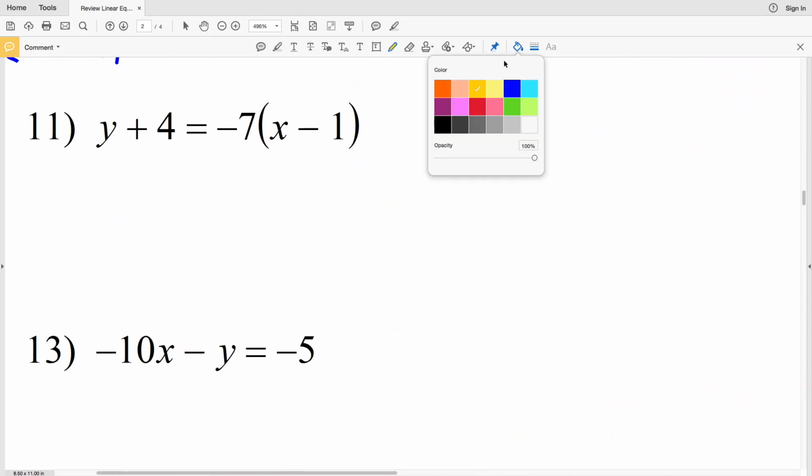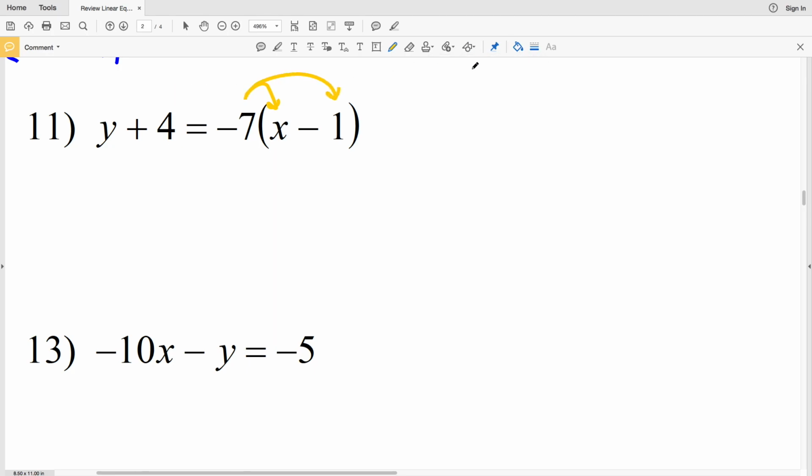In number 11, I'm going to start by distributing the -7. At the same time, I'm going to move 4 to the other side of the equation, because remember, I want x and y on the same side of the equation with nothing else. So I'm going to subtract 4 from both sides. So I'll get that y is equal to -7 times x, which is -7x, minus -7 times 1, which is -7, and subtracting a negative is the same as adding a positive, so I'm going to add 7, and then we're subtracting 4 from that.